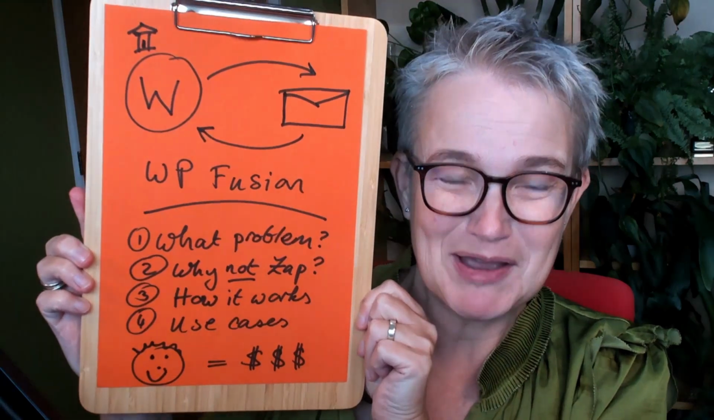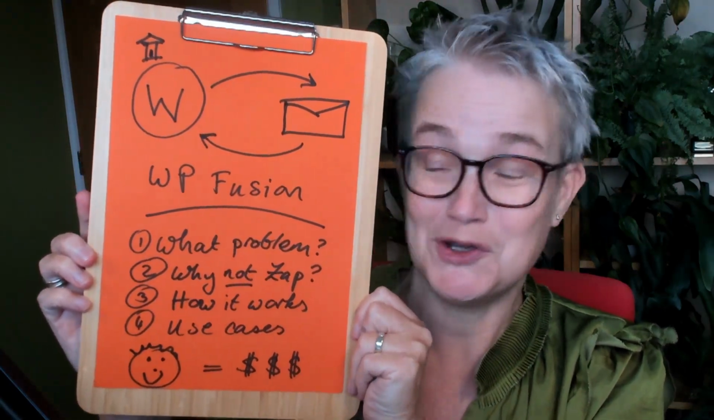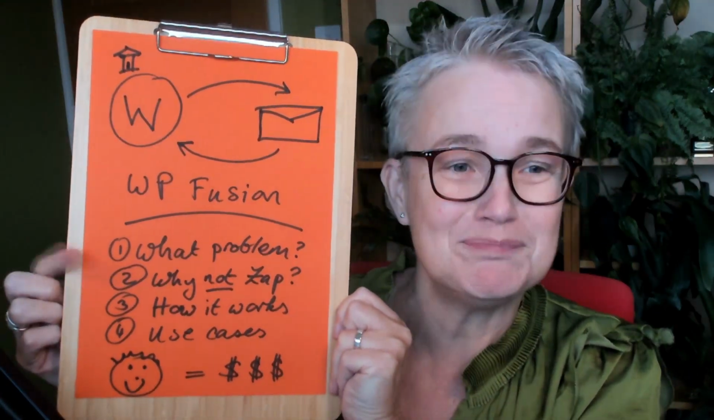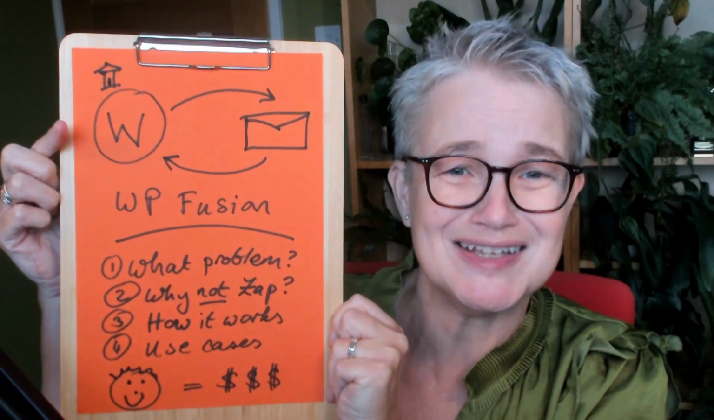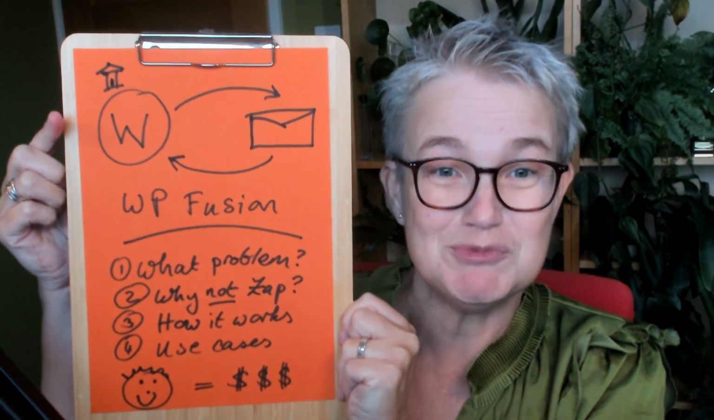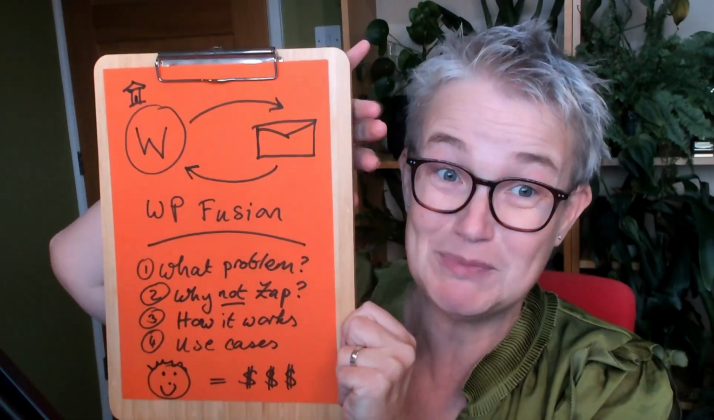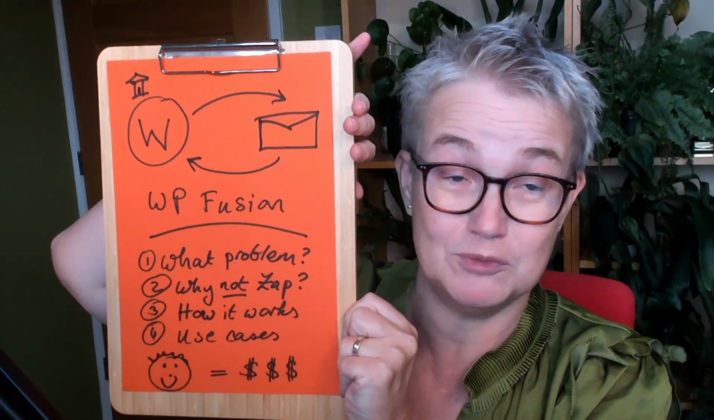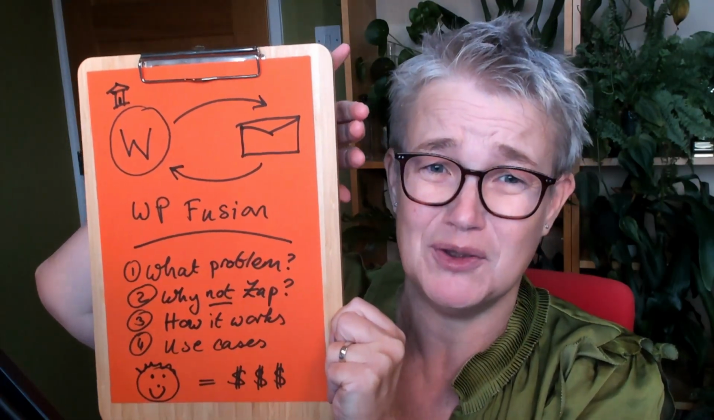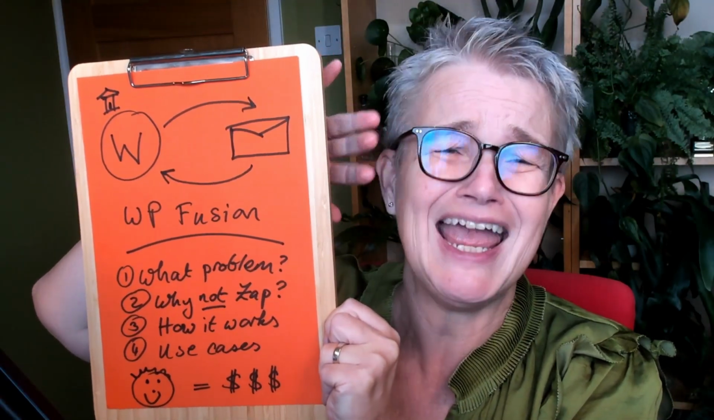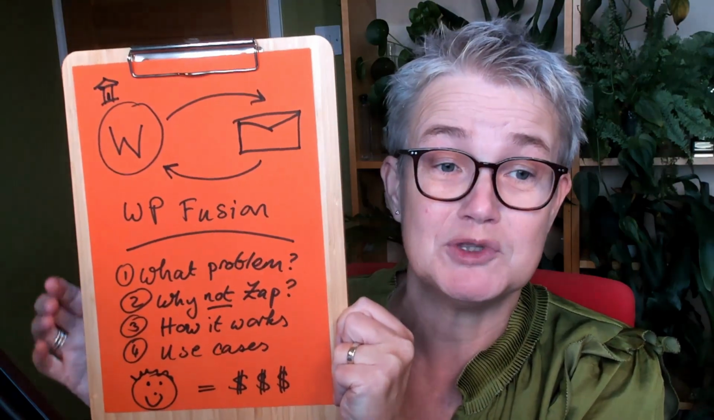We are here to talk about WP Fusion, which is a WordPress plugin. I'm going to talk about the problem that this WordPress plugin solves for communication between things that are happening on your website and things that are happening in your email marketing. And that could be any email marketing CRM platform. It could be ActiveCampaign, HubSpot, Klaviyo, High Level, MailChimp, MailerLite, any of them. Kit. WP Fusion works with all of these.